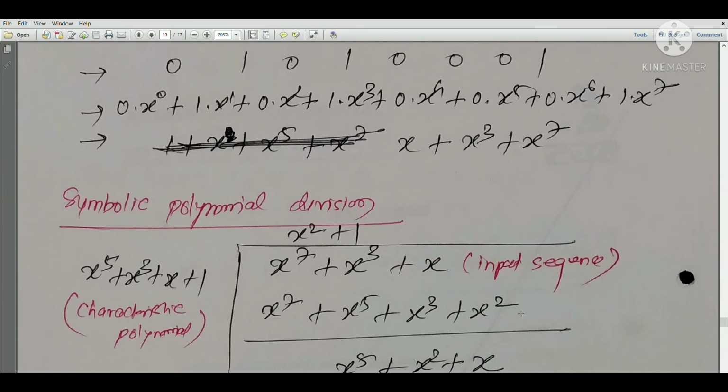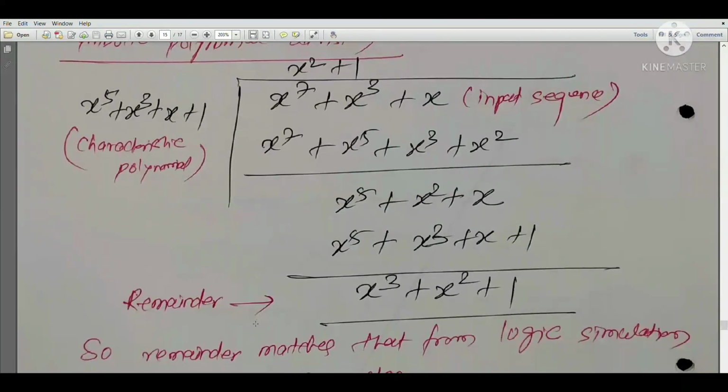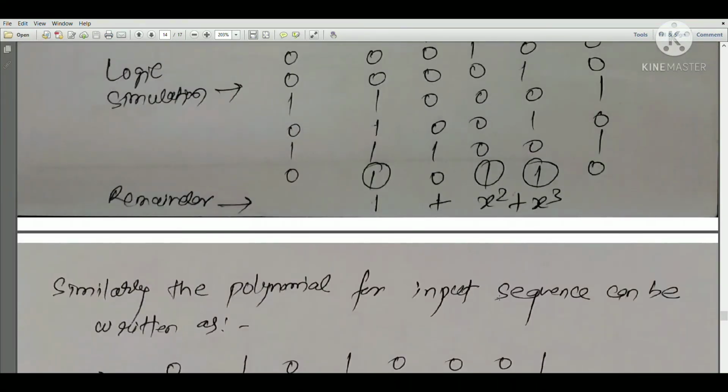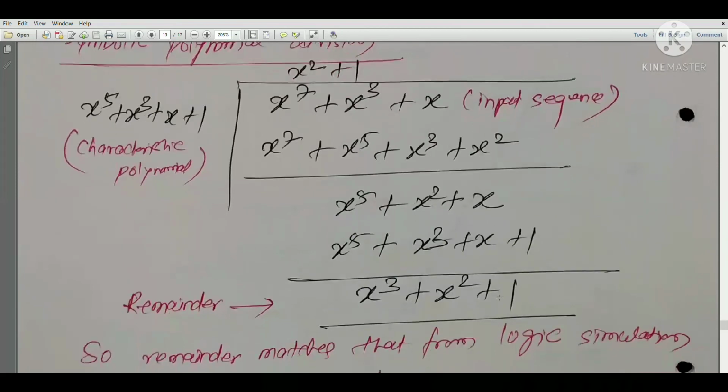What is the characteristic polynomial that we have written? We have written the characteristic polynomial as 1 plus x to the power 3 plus x to the power 5. Now we are applying the modular theory and the modular logic here for division. We have seen that the input test sequence is written like this: x to the power 7 plus x to the power 3 plus x. Now we are dividing it. When we divide it, we are getting the same remainder, x cube plus x square plus 1, that we have seen on the previous page, or 1 plus x square plus x cube.